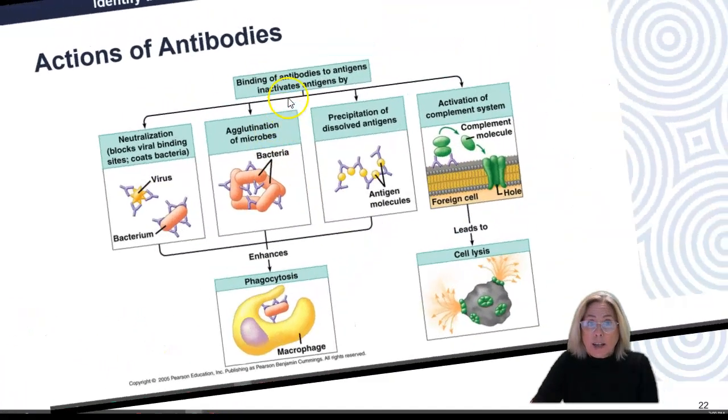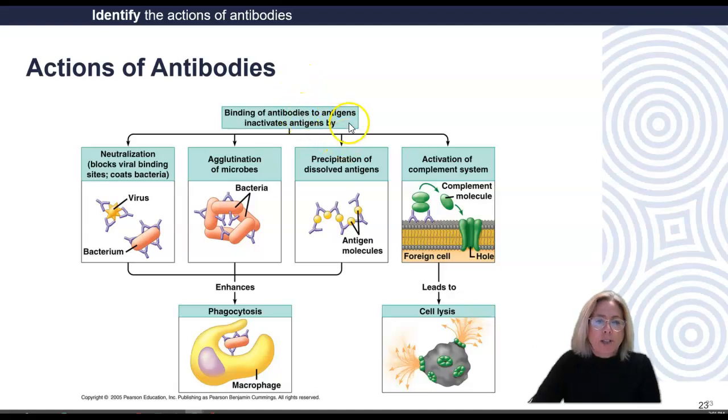So to summarize the actions of antibodies, you can see these pretty pictures here. Antibodies bind to antigens, and that inactivates antigens in a couple of different ways, as you can see here. Neutralization is the first one. Here we've got these antibodies binding to viruses and bacteria, and that blocks the viral binding sites and also coats the bacterium. So that neutralizes the antigen.